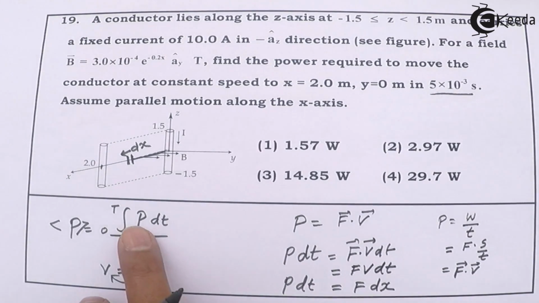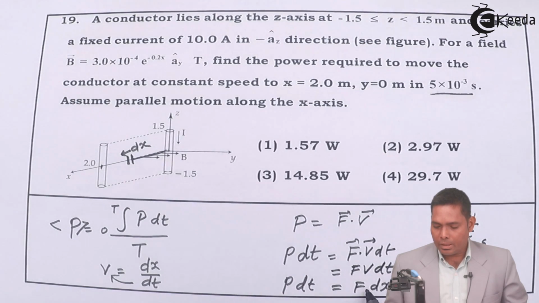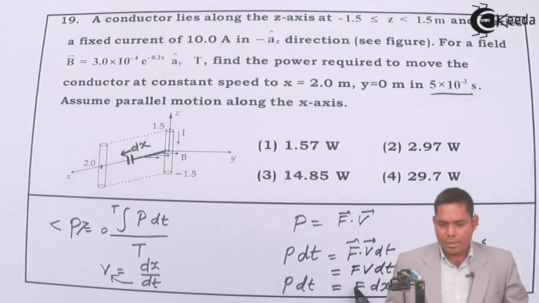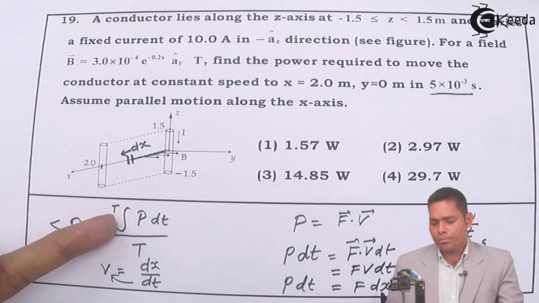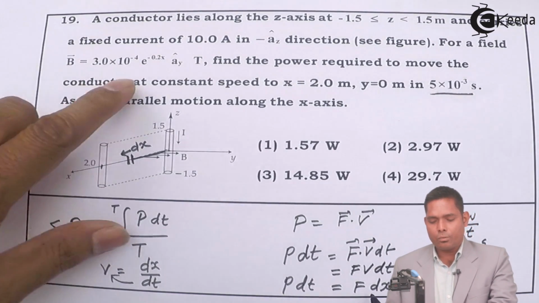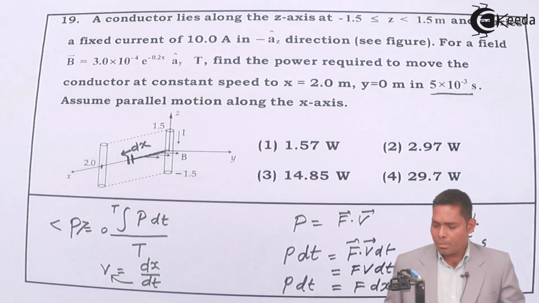So I'll replace this P dt by F dx, and again this F is IL cross B, that is BIL. So this is ILB dx. I and L are constant, so they are taken out of the integration. B is a function of x, and here it is dx, that is integrable, so we will integrate.